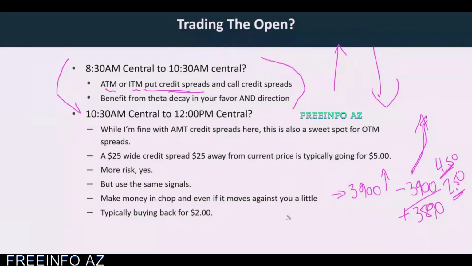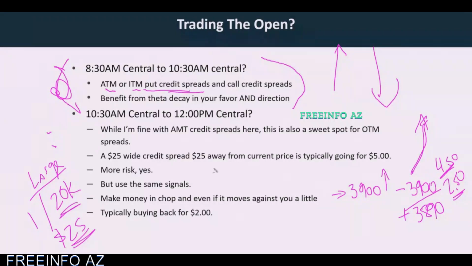And that's it. I know it doesn't sound sexy, and it took me a while to get my arms wrapped around it, but I couldn't argue with the results. What I typically do on a large account is one contract per 20K in the account, and I'm doing $25 wide spreads. So if you have a $100,000 account, you could do 5 contracts at $25 wide. Basically, you're selling it at about 12 and buying back at 7. We'll get into more specifics on that.